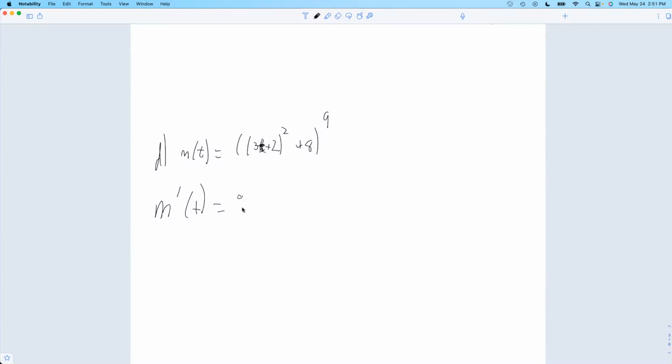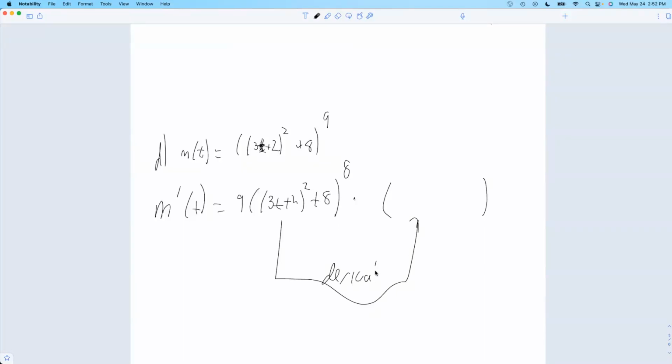So I'm going to get 9 times, leave everything inside alone. Don't change anything inside. Don't forget that plus 8 there. All to the 8th power times the derivative of everything that was inside. So this guy's derivative is going to come over here.